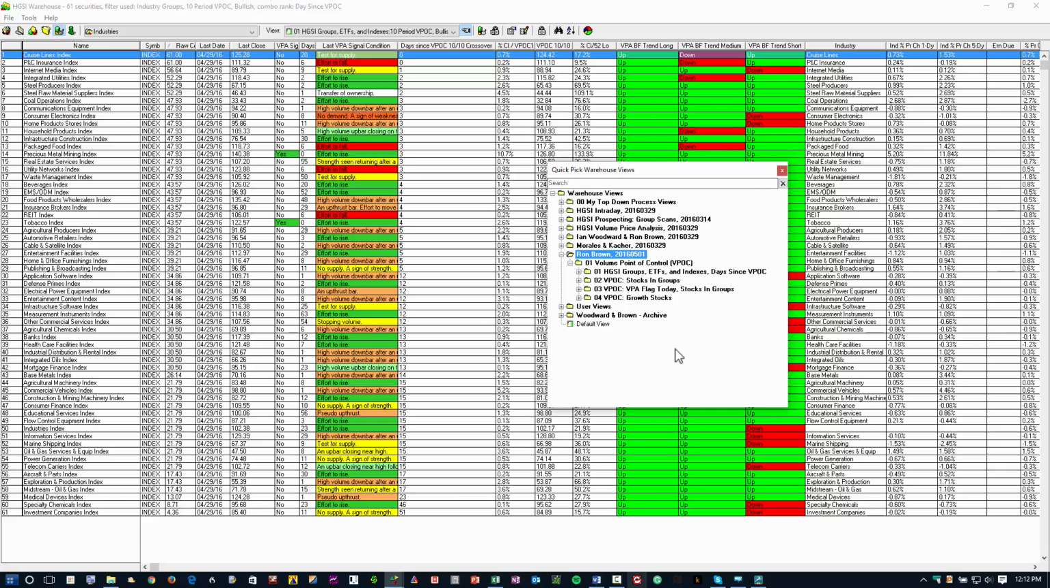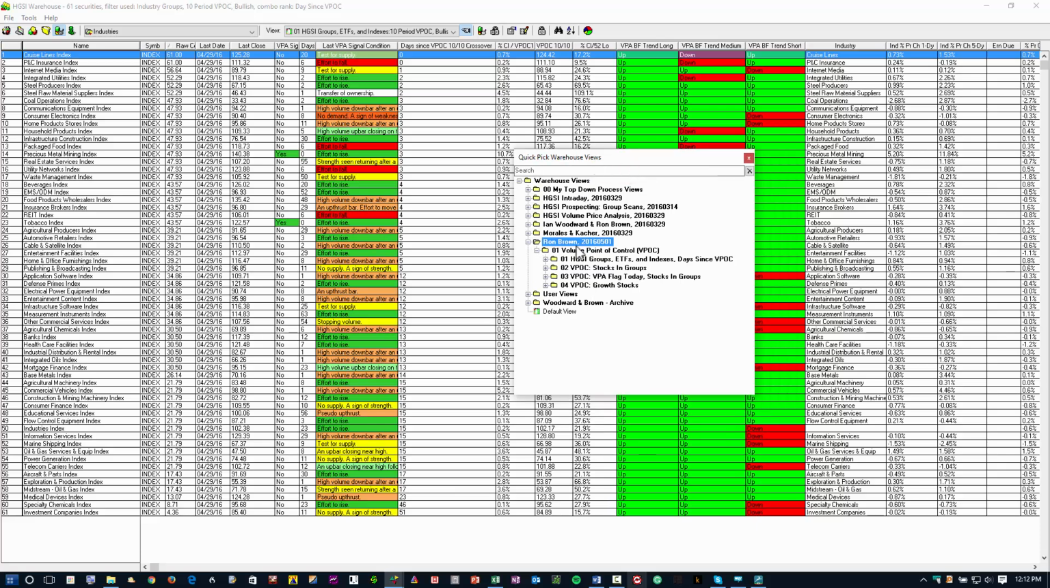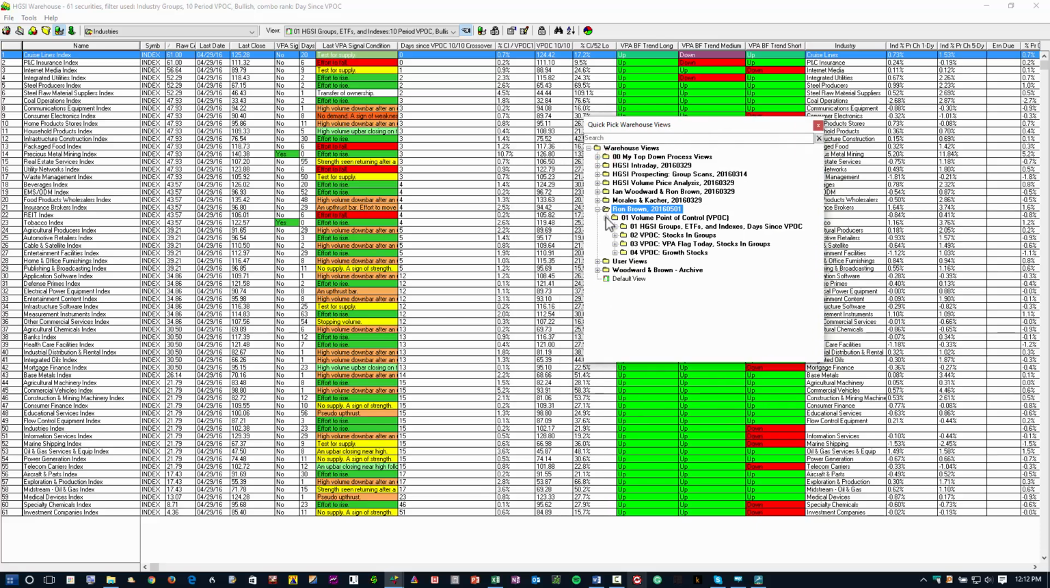Now, I am working on other volume point of control indicators too. They are not ready yet, but I wanted to get something out with this release, so this is what I have. Let me just go through it. You can see that this is the only folder under my name, volume point of control, and then there are subfolders. I've labeled these so hopefully they are pretty self-explanatory, but the first one is HGSI groups, ETFs, and indexes, and days since the VPOC volume point of control crossover.